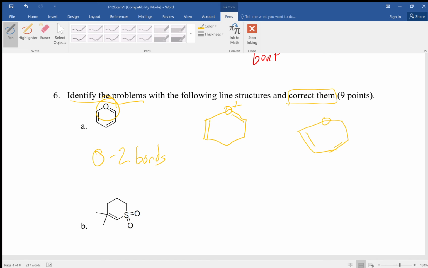In part B, hopefully the problem is pretty obvious. We've got a carbon with 5 bonds. And so the only way to fix that is by getting rid of one of the bonds.